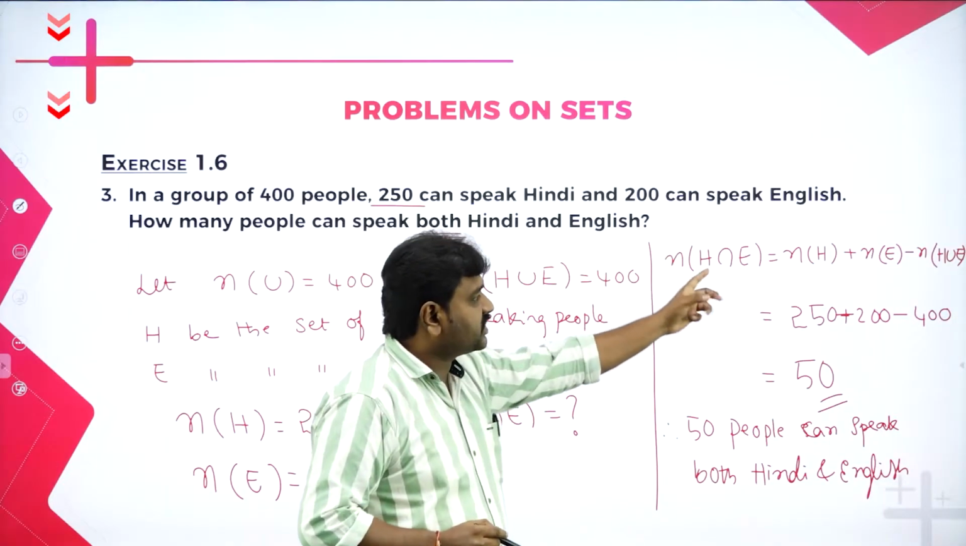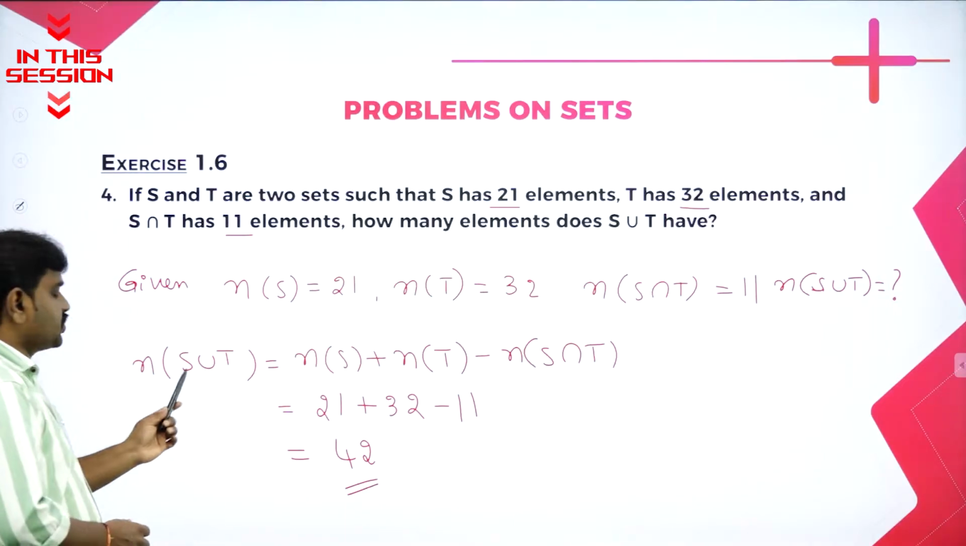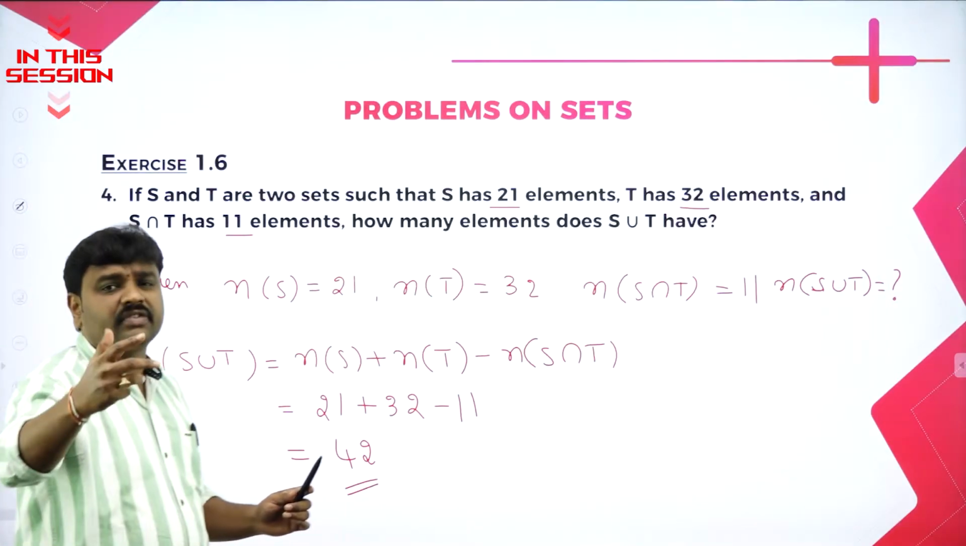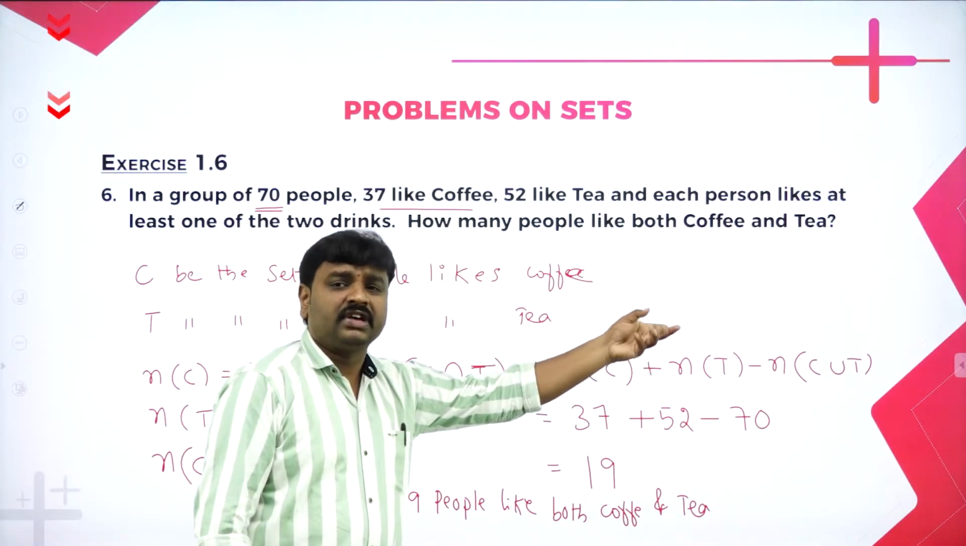What is n of h intersection e? n of h plus n of e minus n of h union e, simple and direct. n of s union t is n of s plus n of t minus n of s intersection t. What is n of c intersection t? n of c plus n of t minus n of c union t.